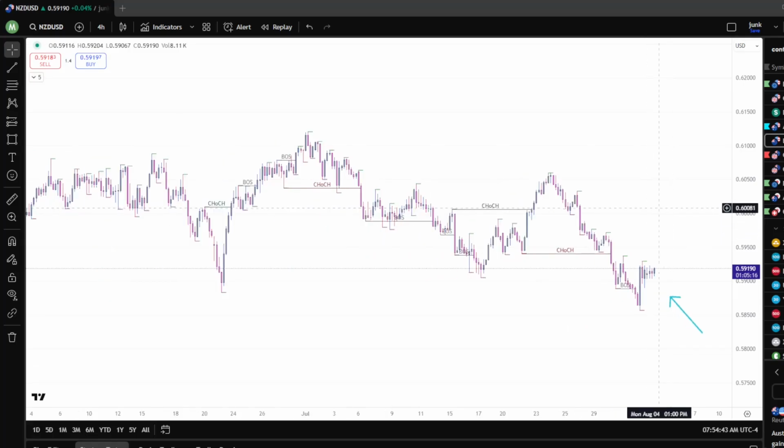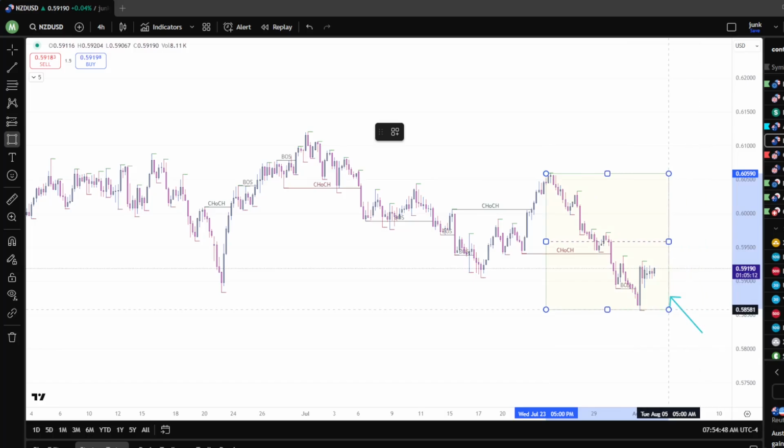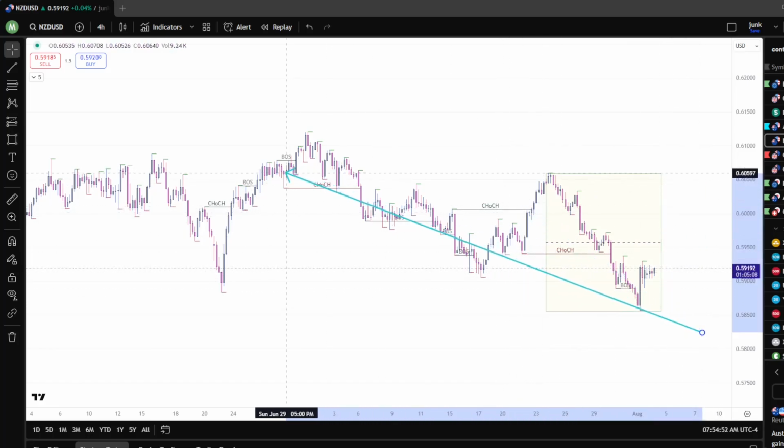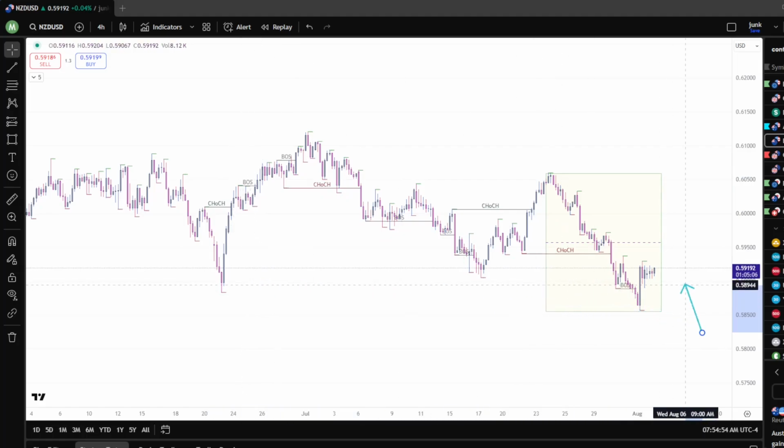NZD USD. Let's go map out the current range, with this being the last 4-hour leg that took out the lows of the previous structure. As you can see, buyers did, of course, like the other US dollar pairs, step back in, but it wasn't able to take out the highs. So breaking structure still to the downside for NZD USD.